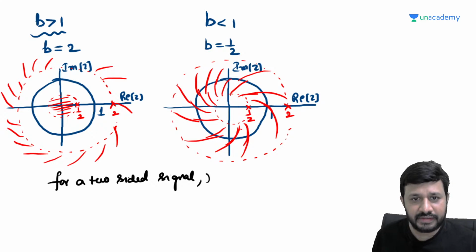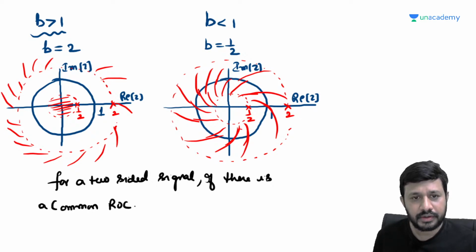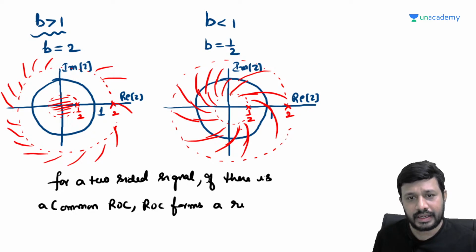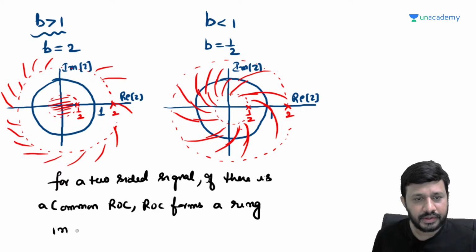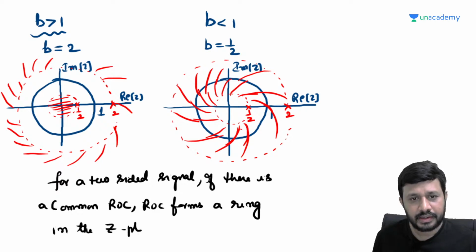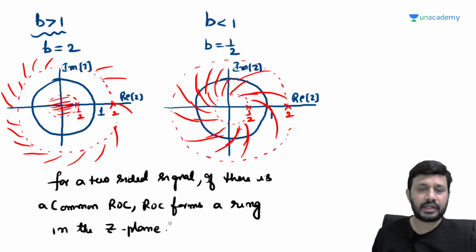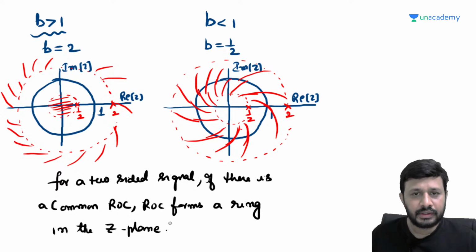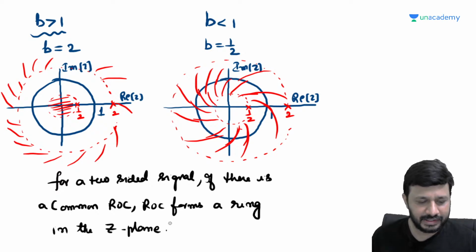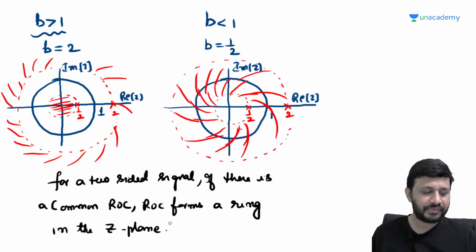For a two-sided signal, if there is a common ROC, the ROC forms a ring in the Z plane. A similar kind of thing we have seen in Laplace also. For a two-sided signal, if there is a common ROC, the ROC forms a strip in the S plane. Strip we will get there; here we will get a ring in the Z plane.